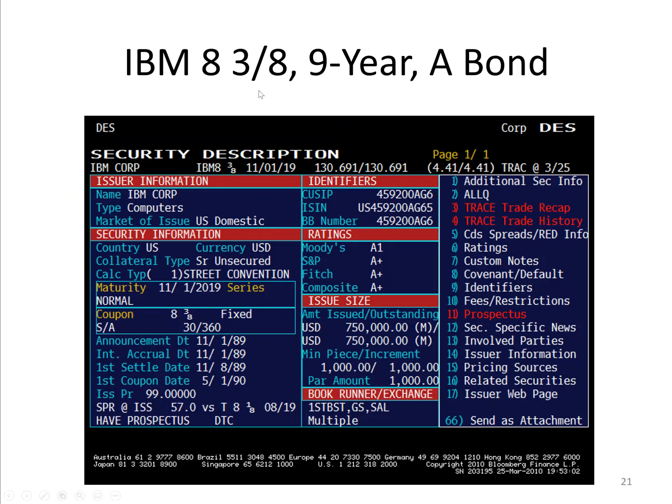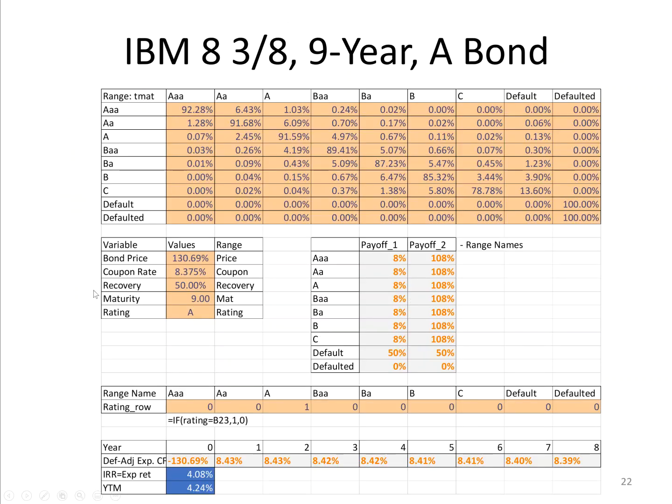I then took that model and got some Bloomberg data. I looked up this 9-year, 8 3/8 coupon, single A rated IBM bond and plugged in my data. That bond is selling for 130% of par, so I typed in 130.69%. It had an 8 3/8% coupon. I just put in a recovery rate of 50%, 9-year bond, single A rating. That IBM bond has a YTM of about 4.24% and an expected return of 4.08% based on this transition matrix.